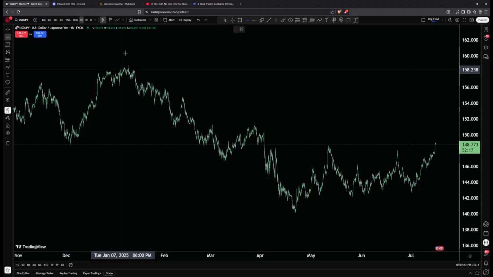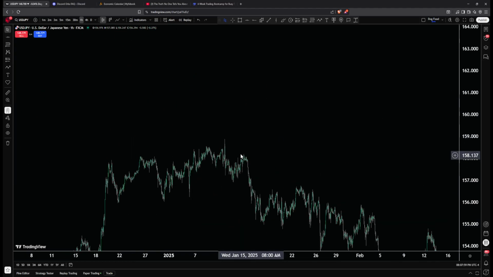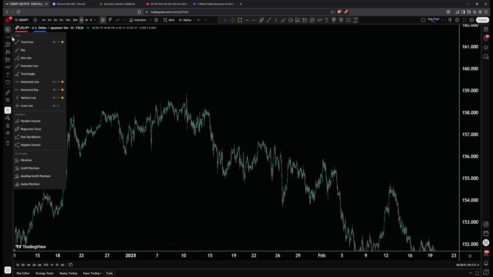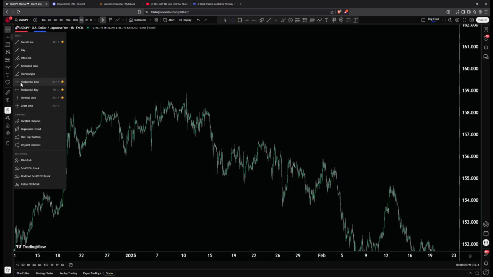I'm gonna mark off the highs and lows to identify the current range that we are in. Give me a second. I got my magnets on, so it tweaks on me sometimes, but here we go. Put my crosshairs on. All right, cool.